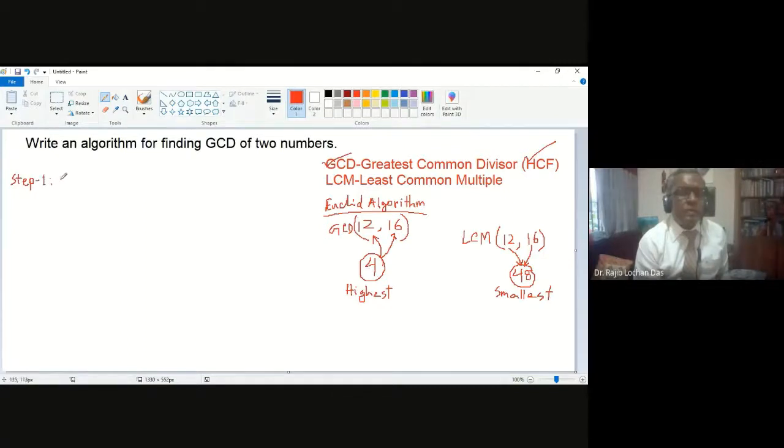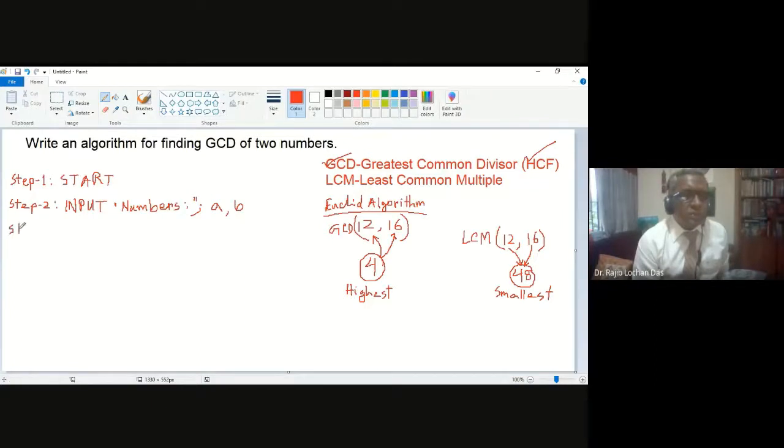Step 1 will be start, the same thing we do every time, and then step 2 will be the input of two numbers, because we want to take two numbers inside our computer so that we can find the GCD of those two numbers. I can write like this, and these are A and B.